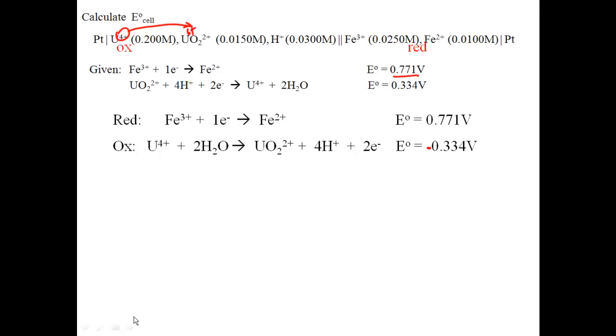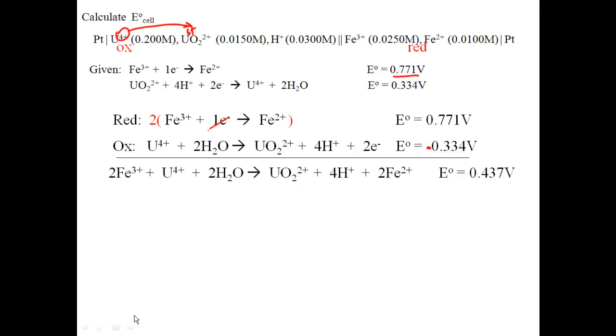Now I need the electrons to be balanced. My iron is taking on 1 electron, and I'm giving up 2 on the uranium, so I need to multiply that by 2. I'm not going to multiply the potential by 2 because it's an intensive property. Then I can have my electrons cancel, bring everything down. That gives me 2 Fe3+ plus U4+ plus 2 H2O gives me UO2 2+, 4 H+, and 2 Fe2+. The potential adding up that 0.771 minus 0.334 gives me 0.437 volts, which is the potential for a standard cell.